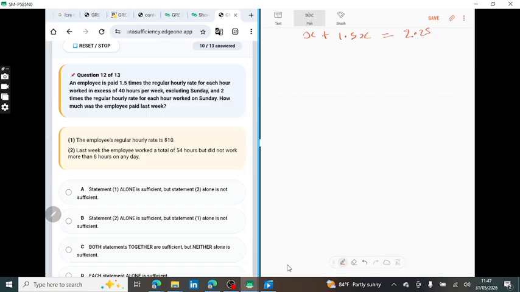So statement 1 is not sufficient because we don't know how many hours he worked. Statement 2 is also not sufficient. Why? Can you quickly figure out why statement 2 is not sufficient? It's not something hard. We want to know how much the employee was paid last week. Can you quickly find out why?